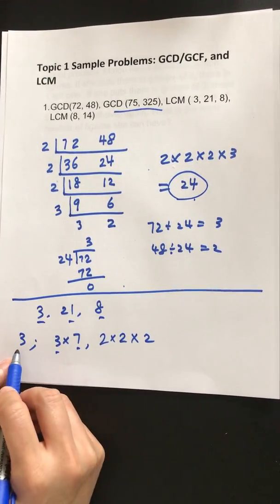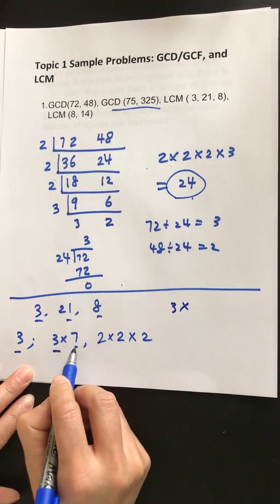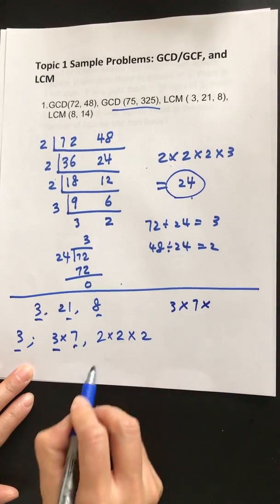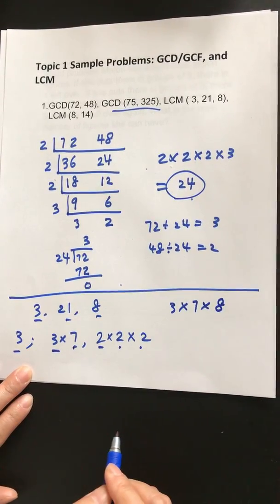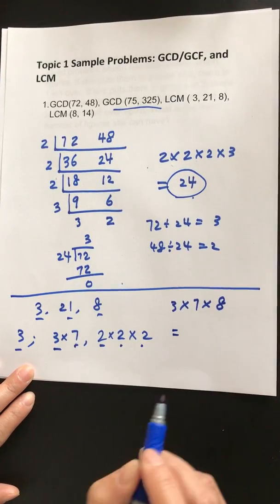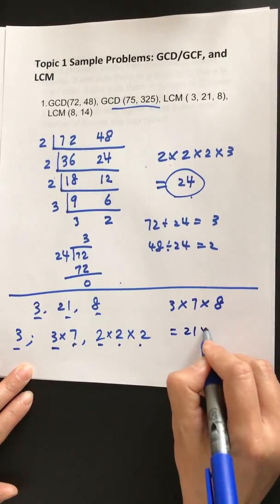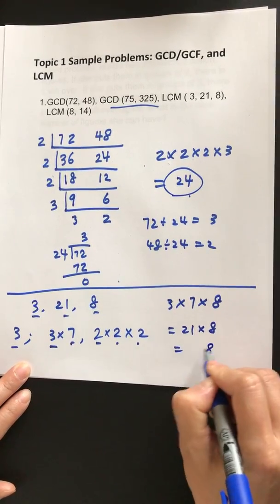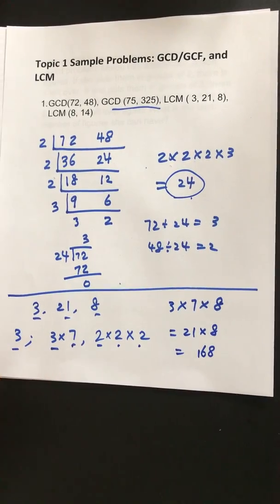In this case, you can see that these 2 numbers need a 3. This number needs a 7. And this needs 2 times 2 times 2, which is 8. There are no other common numbers. So this would be the least common multiple. You carry them out: 21 multiplied by 8, 168 is the answer.